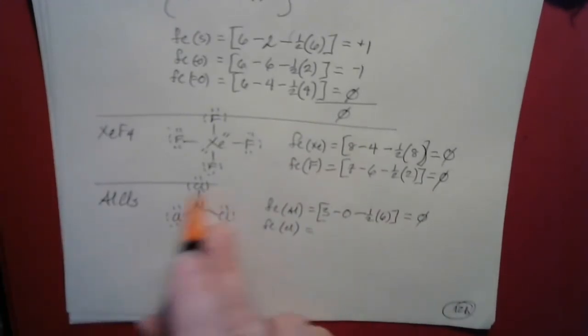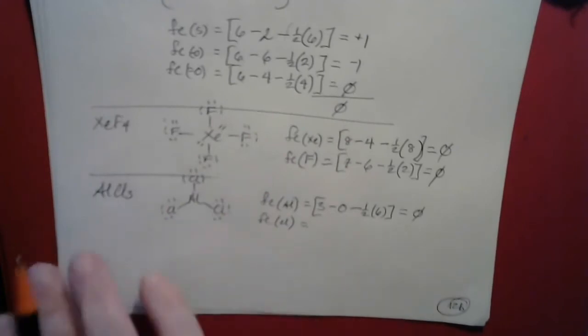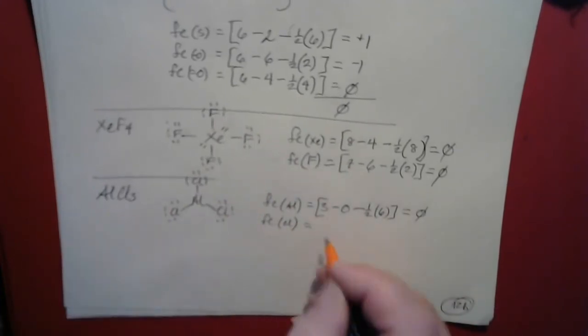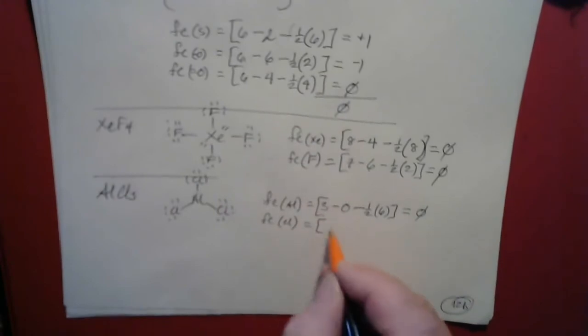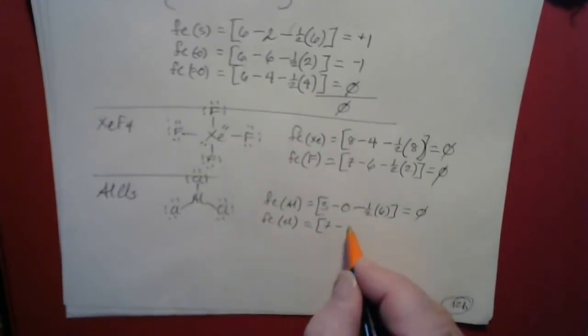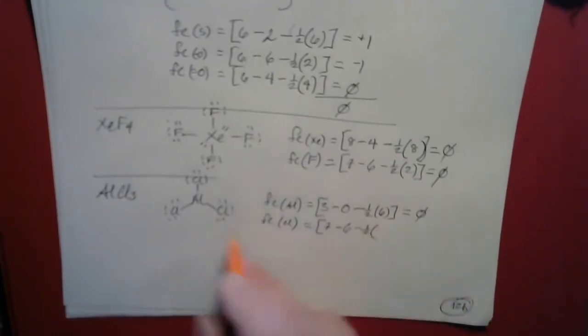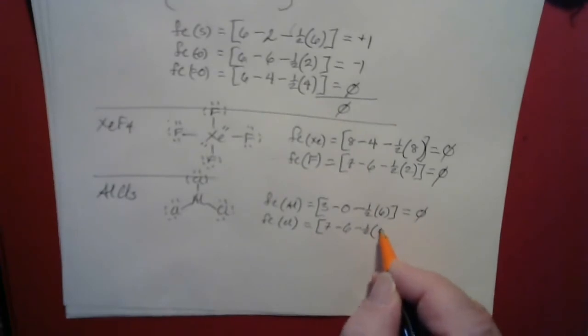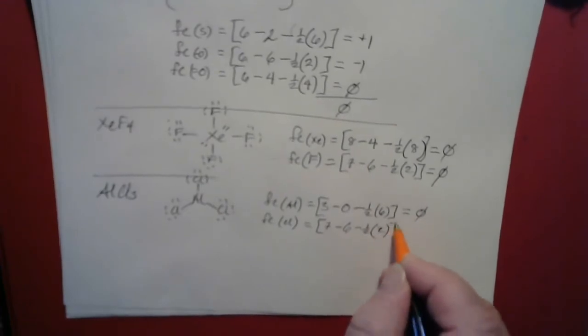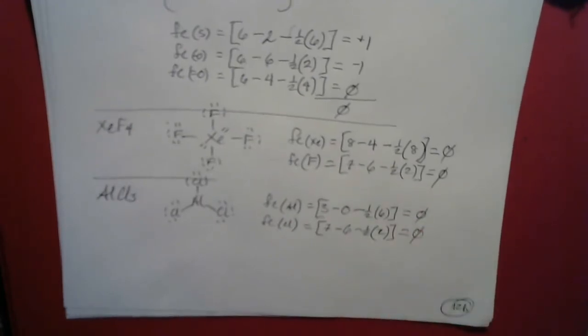The chlorines are all the same, as in the case with the fluorines in XeF4. So I'm only going to do one of the chlorines, and this will represent all of them. Chlorine normally has 7 valence electrons. Each chlorine here has 6 lone pair electrons. And a single bond means 2 electrons, so you subtract 1/2 of 2. 7 minus 6 minus 1 is also 0.